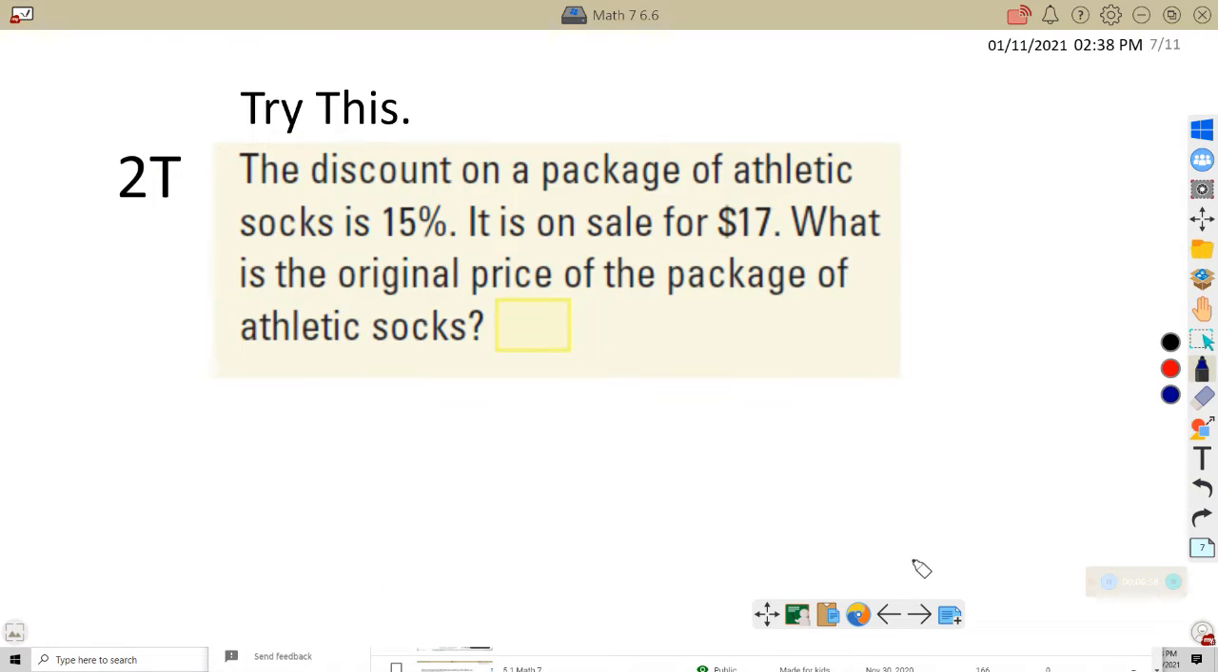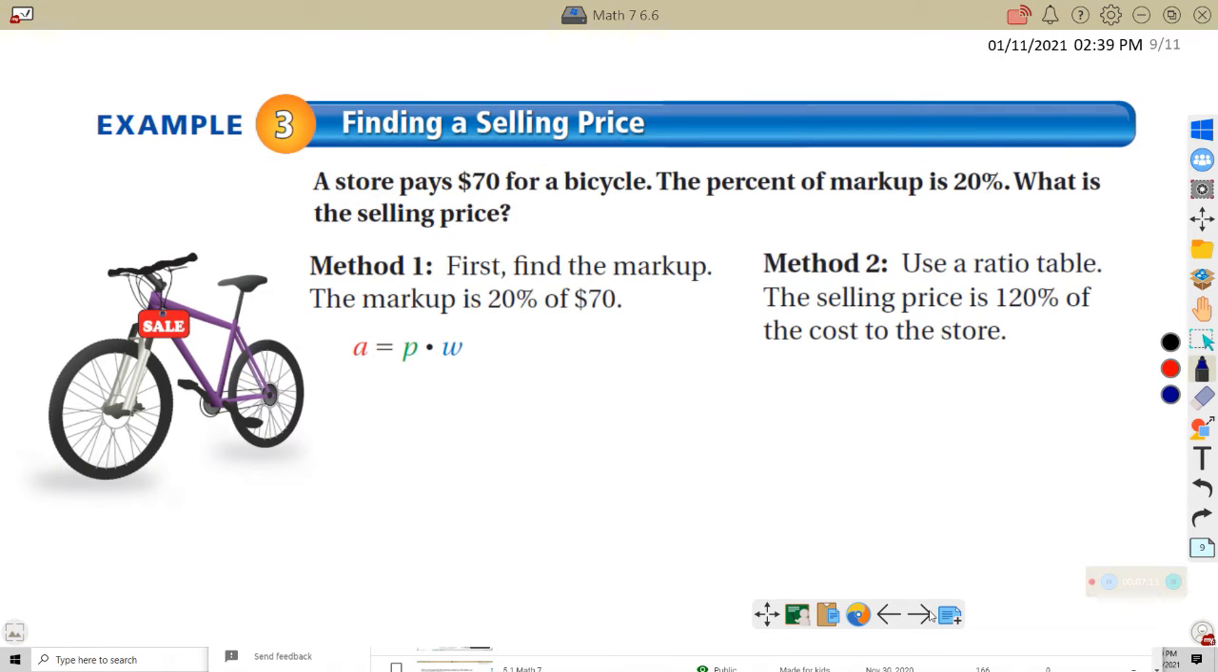And try this one. Again, pause it here and see what you get. See if you can make this work. And then when you're done, keep playing and you'll join me right here.